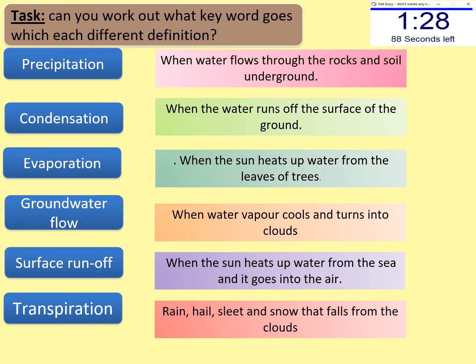So this is a 1 minute 30 task that you can have to actually try and match up those key words to their actual meanings to make sure you've absolutely nailed them. So each of the words on the left is a key word, and you've got the examples next to them of what those words potentially could mean. So again, I'm going to give you 1 minute 30 in order to complete that activity.